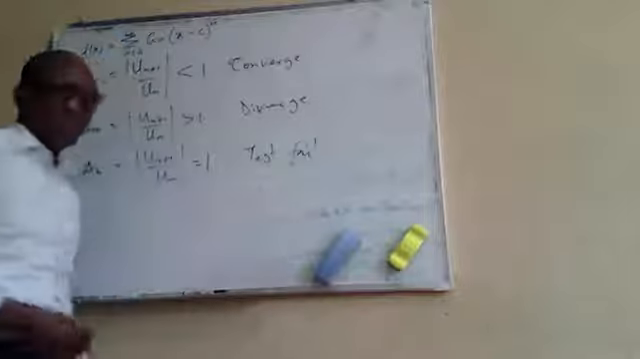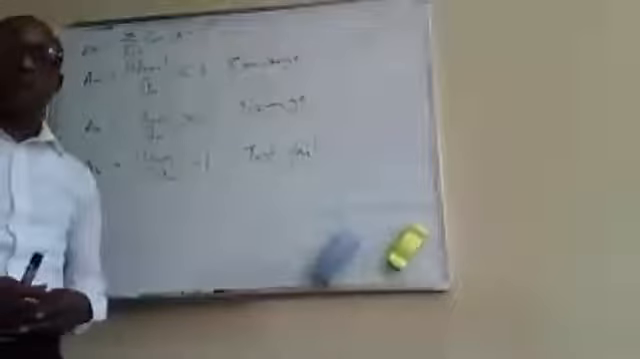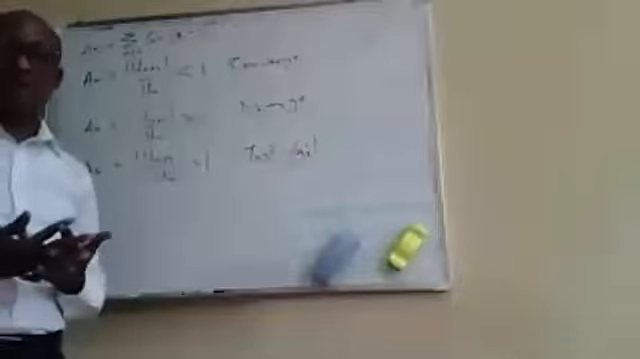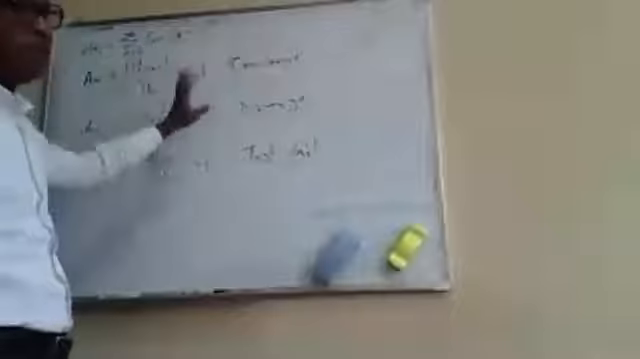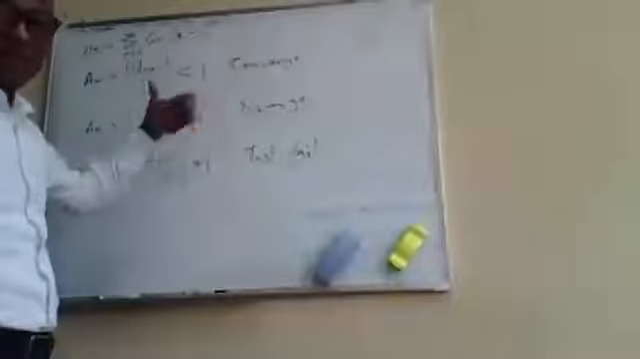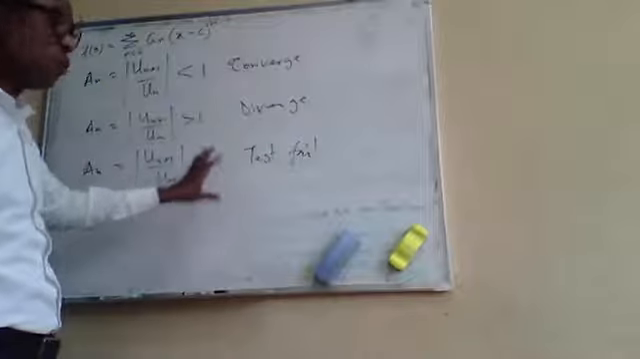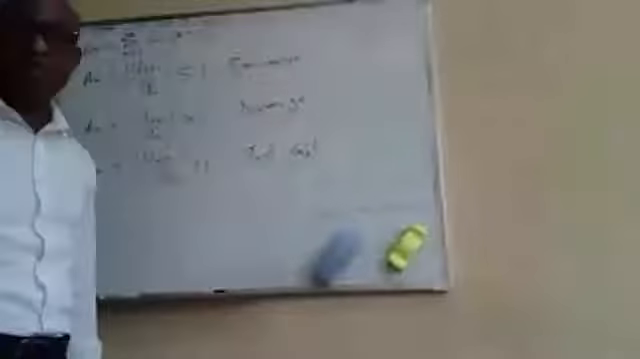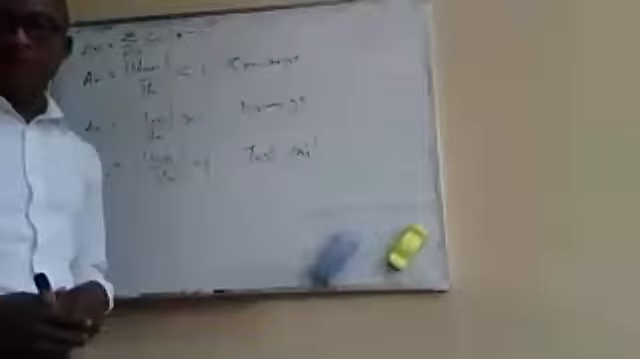So when the test fails like that, then you have to look for another method to test whether the series converges or diverges. Once your answer is less than 1, then you know that the series converges. But if it's greater than 1, it diverges. But if your value is equal to 1, then the method you have used, which is the ratio test, fails. Then you have to think of another method that may be applicable.